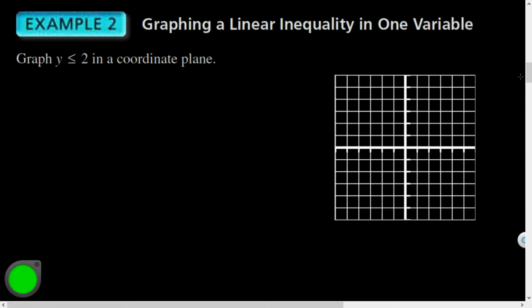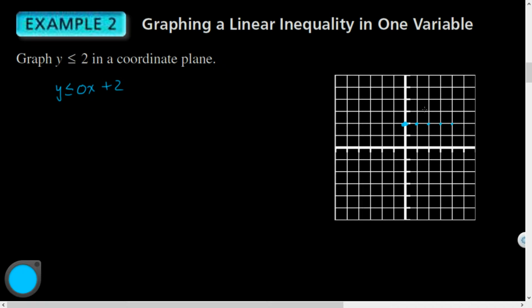All right, graph y is less than or equal to 2 in a coordinate plane. So y is less than or equal to 2. Let's think about this in terms of slope-intercept form. This is going to be a horizontal line, even if I don't write it in slope-intercept form, with a y-intercept at 2. So let's plot that y-intercept of 2, and then draw the horizontal line, all the points, right?